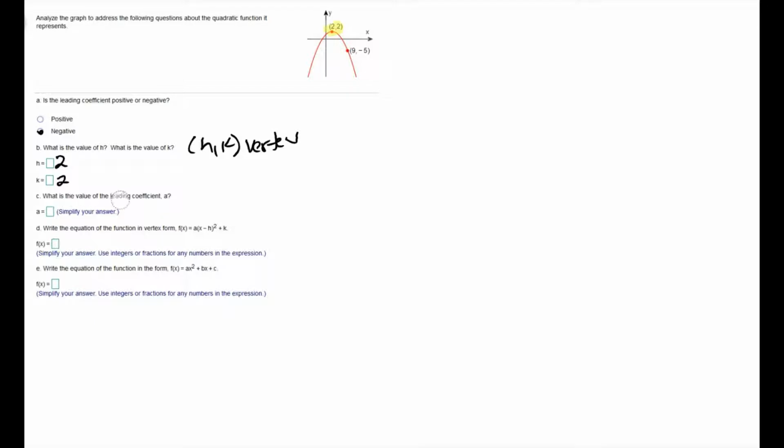The next part says, what is the value of the leading coefficient a? This is going to take a little bit more work to get. So what we have to do is use our vertex form, f of x equals a times x minus h squared plus k. And we're going to use the values in the graph. So we have the 2, 2, which gives us the h and the k. And then we have the second point on the graph, the 9, negative 5. The 9 represents the x, and negative 5 is the y. But we can also use f of x to represent y.